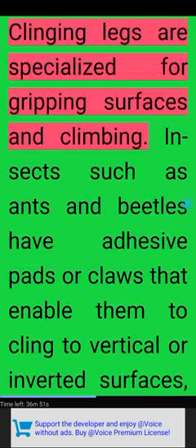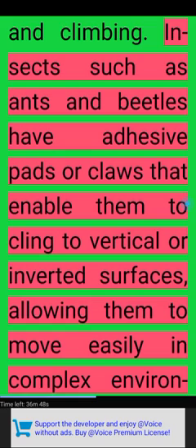7. Clinging legs. Clinging legs are specialized for gripping surfaces and climbing. Insects such as ants and beetles have adhesive pads or claws that enable them to cling to vertical or inverted surfaces, allowing them to move easily in complex environments.